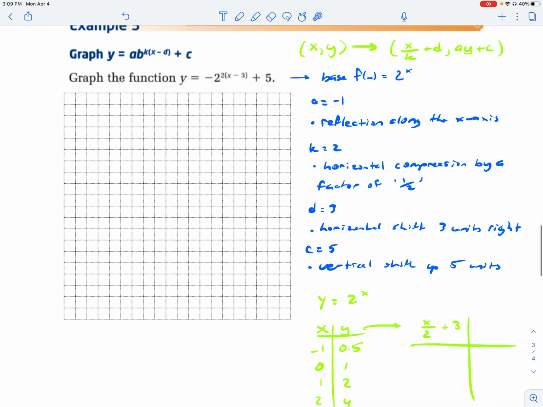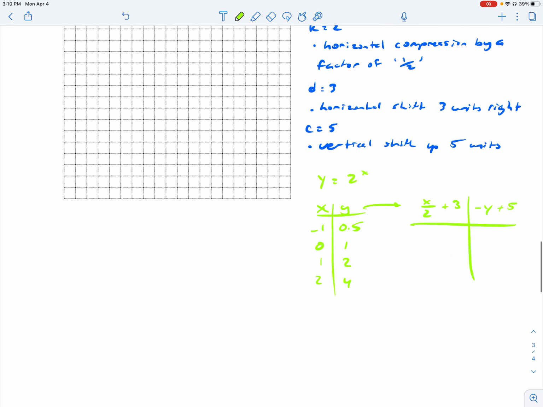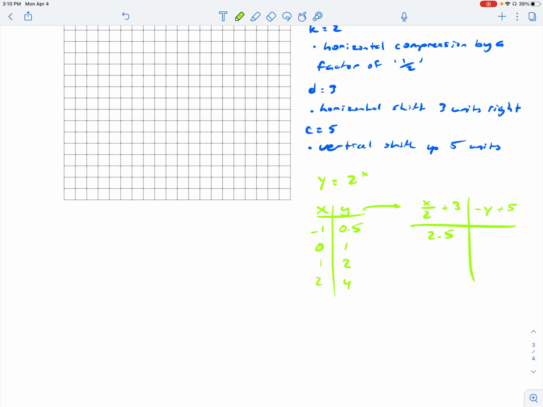All right, now for the a y plus c, I want to fill in this part here. So I have to do this here, a is -1, so it'll be negative y plus c. c is 5, so plus 5. All right, so we got -1/2 plus 3 is 2.5.